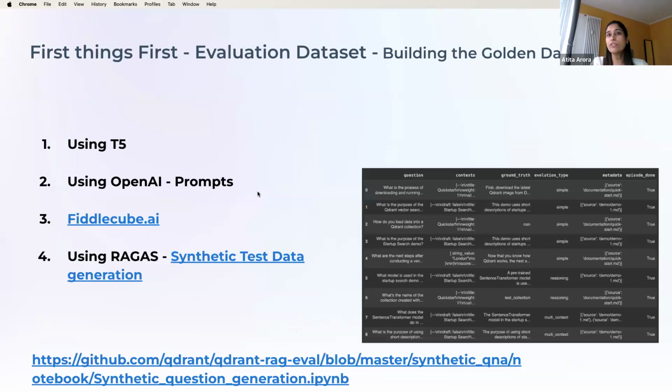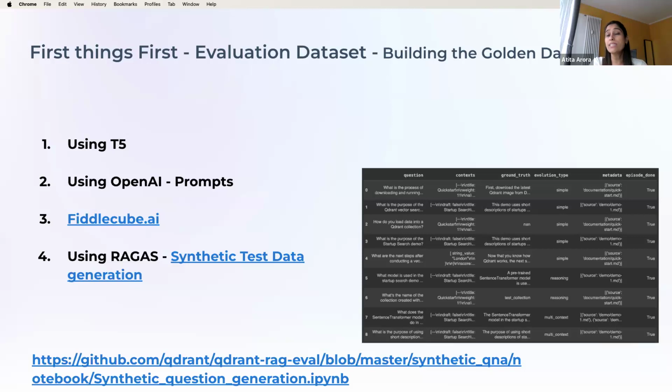The notebook that I've shared uses T5. Again, you don't spend money with that. That's why. And you can also use OpenAI, something very similar to what RAGAS does as well, by modifying the prompts. And of course, RAGAS provides that as well.